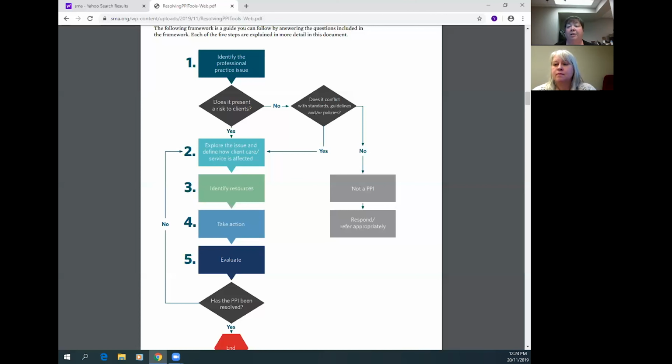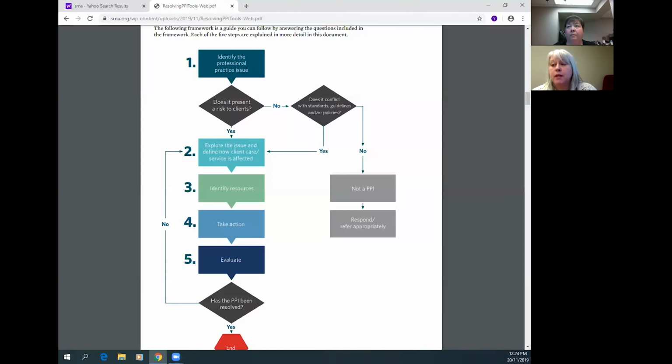that we do take action and do the best we can to resolve conflict or professional practice issues as they arise. And looking at the graphic, we've talked a lot about moving down that line of steps 1 to 5. But if you get to those first 2 black diamonds, where the answer would be no. Does it present a risk to clients? No. Does it conflict with your standards, guidelines, or policies? No. It's not a professional practice issue per se, according to this framework. However, it may be significant enough that it still needs to get addressed in some manner.